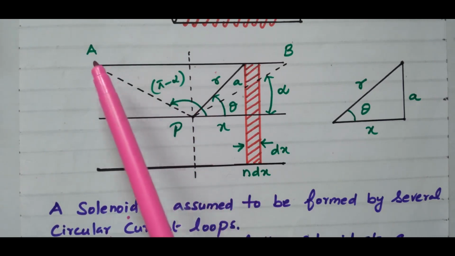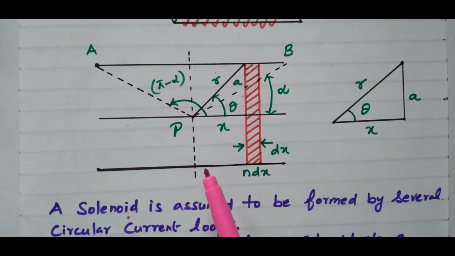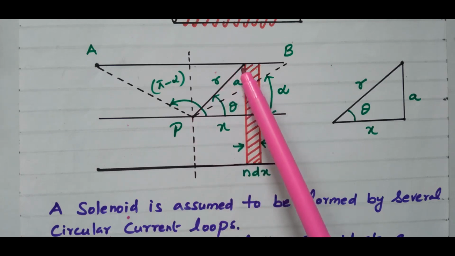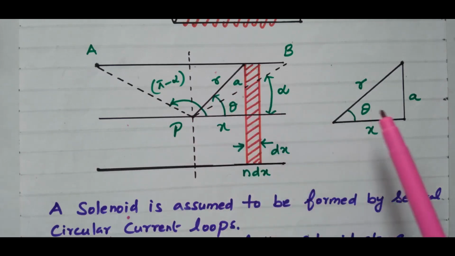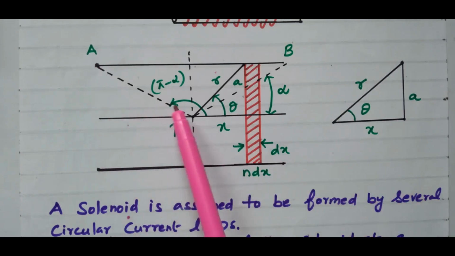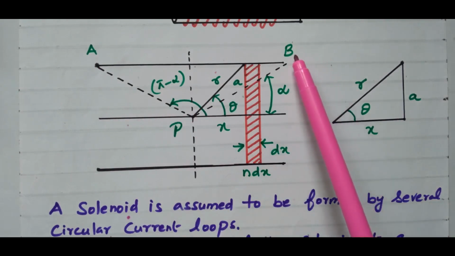Right. So we have the solenoid with length AB. Our aim is to find the magnetic field intensity at the center of the solenoid. So point P is located at the center. The small segment is available at a distance x. The thickness is dx. Number of turns is n into dx. This angle is theta. This distance is r. This distance is a. This triangle is drawn separately. The angle corresponding to point A is pi minus alpha. The angle corresponding to point B is alpha.